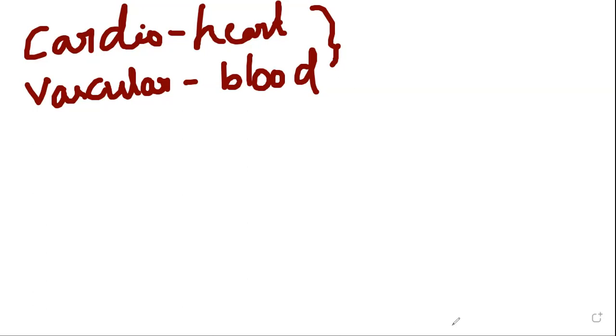So the cardiovascular system in animals has two different types. One is the open type of system, another one is called the closed type of system. In open type, blood flows through the sinuses. In case of closed type, the blood flows in the blood vessels. That's why we call them open and closed type of systems. Our body has a closed type of system.